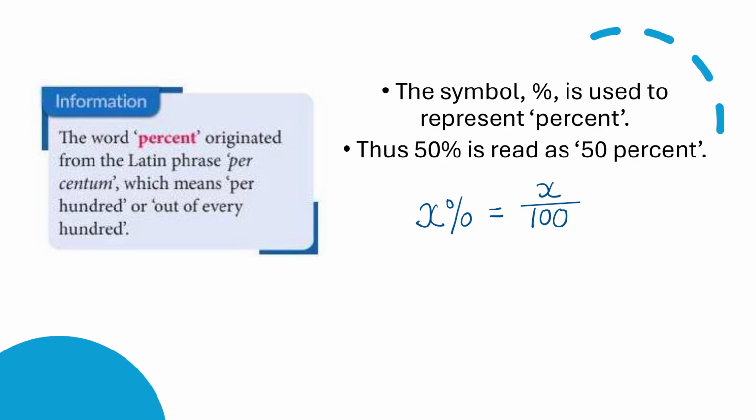And how do we convert X percent into a fraction? Basically, X percent is just X over 100. If you want to convert 100% to a number, it is just 100 over 100 equals 1 whole. So 200% represents 2 whole, 300% represents 3 whole.